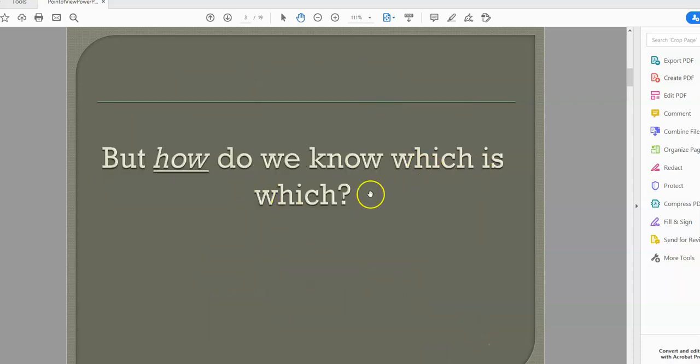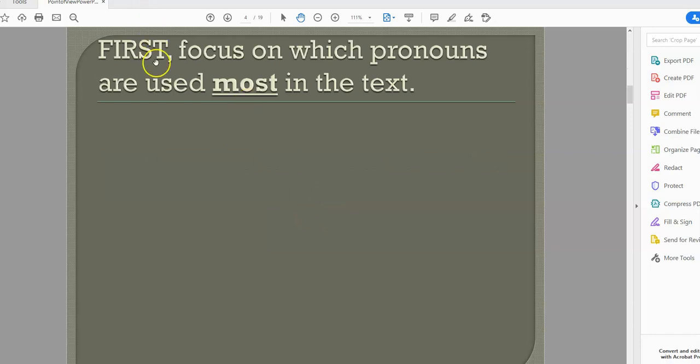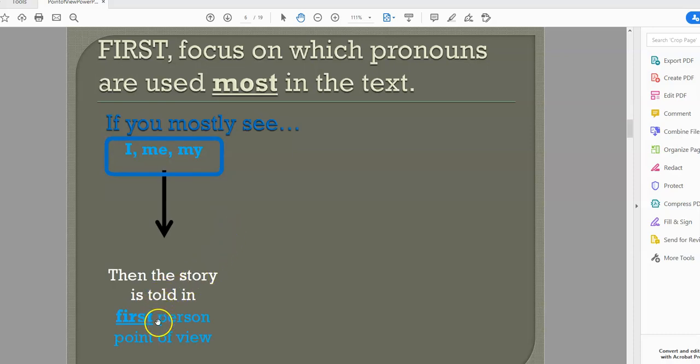But how do we know which is which? Well, first, focus on which pronouns are used most in the text. If you mostly see like I, me, my, even our or mine, then it's being told in first person, in the first person point of view. Now you got to remember, we're not talking about text that's in quotation marks that the characters are saying. We're talking about the narrator who's telling the story and what pronouns you see the most in what the narrator is saying who is telling the story.